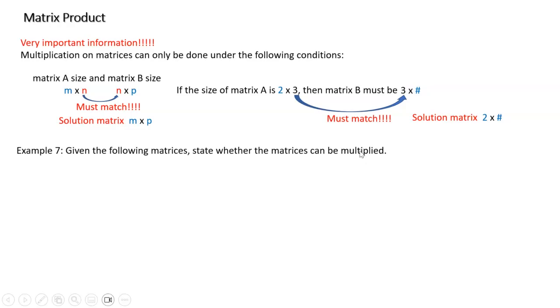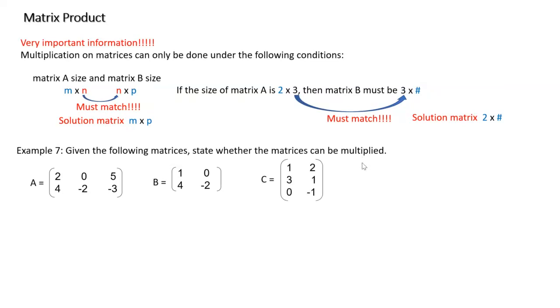Okay. Example 7. Given the following matrices, state whether the matrices can be multiplied. Matrix A, matrix B, and matrix C. Matrix A is a 2 by 3. Matrix B is a 2 by 2. And matrix C is a 3 by 2. Now, can we multiply A times B, B times A, or A times C?